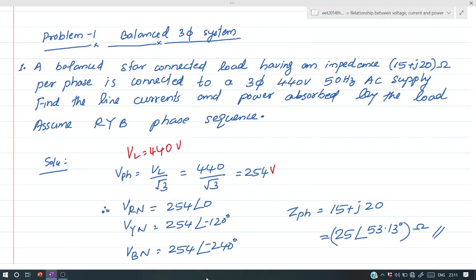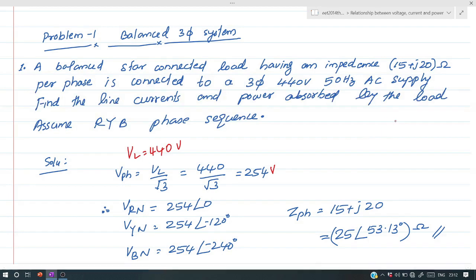In this video, we are going to discuss some problems in balanced three-phase systems. For that, let's first consider this problem. A balanced star-connected load having an impedance of 15 plus j20 ohm per phase is connected to a three-phase 440 volt, 50 Hz AC supply. Here, we need to find the line current and power absorbed by the load, assuming RYB as the phase sequence.